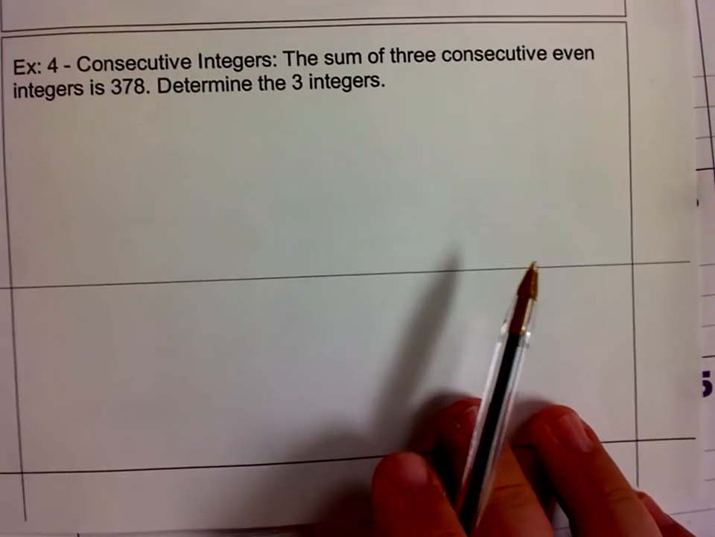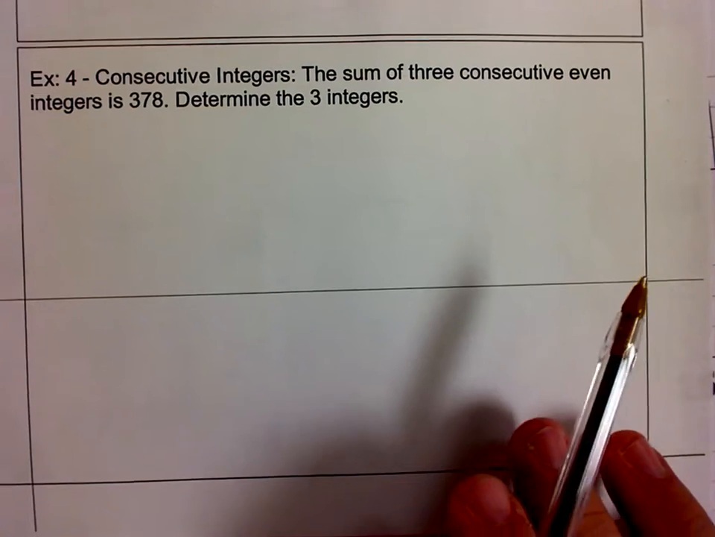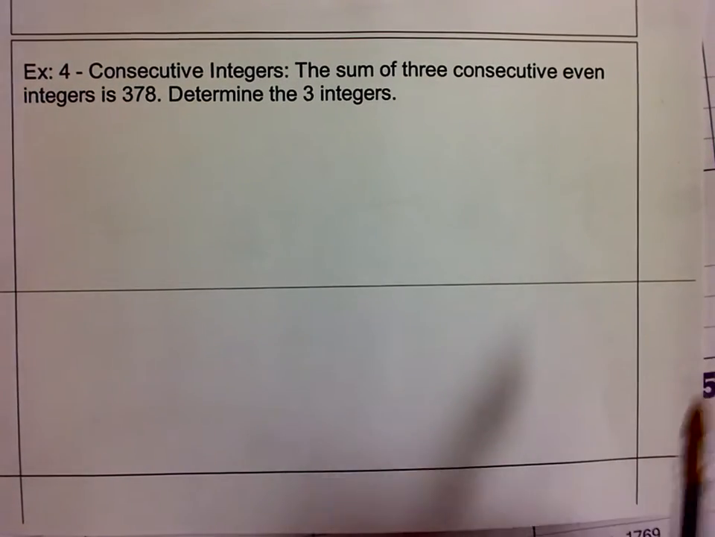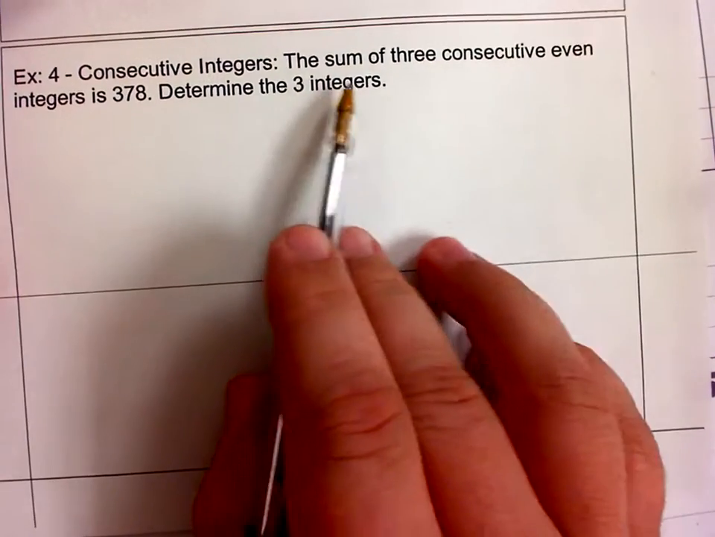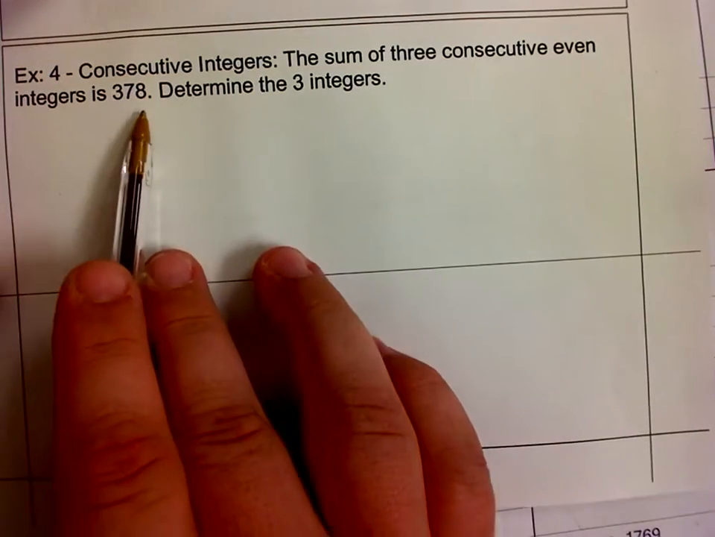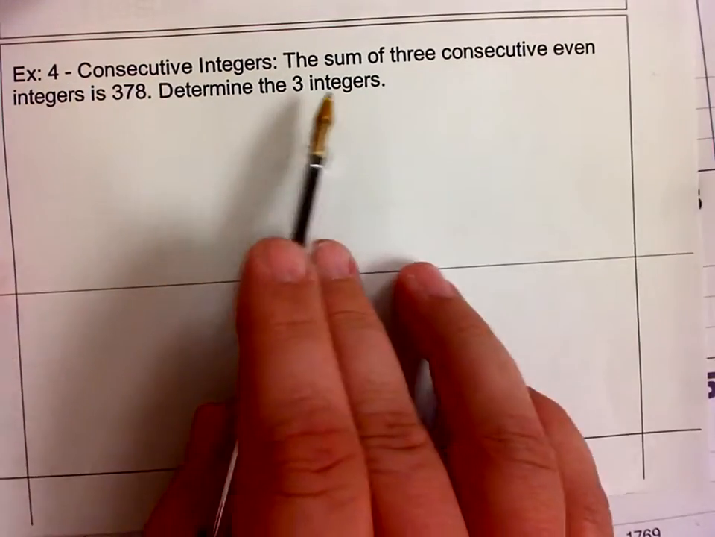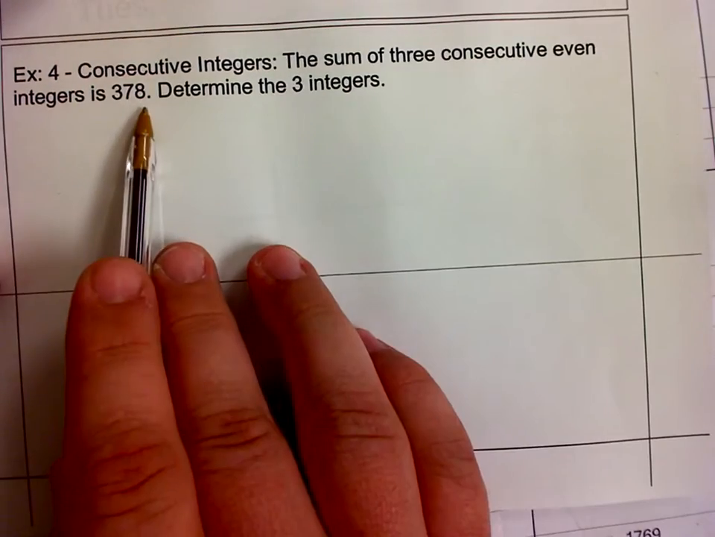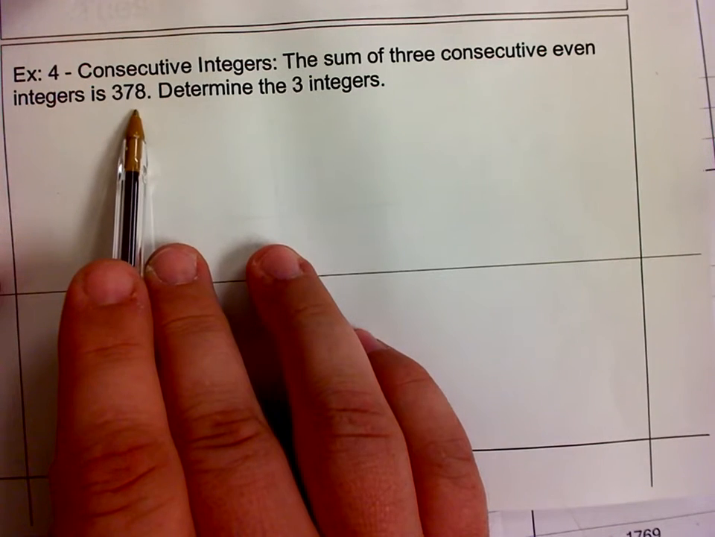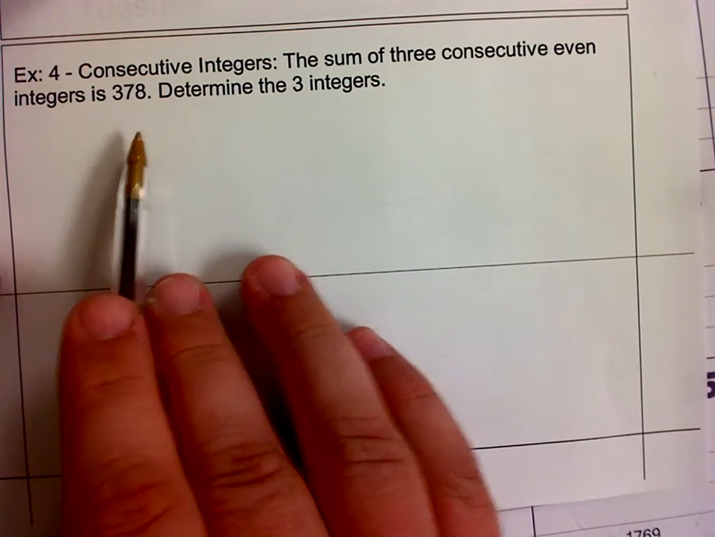All right, let's see how example 4 goes right here. Hopefully we can redeem ourselves and go through this without a hitch. Let's see what we have here. The sum of 3 consecutive even integers is 378. Determine the 3 integers. Doesn't matter if this is a bigger number, smaller number, negative number, positive number. The process is still going to be the same.